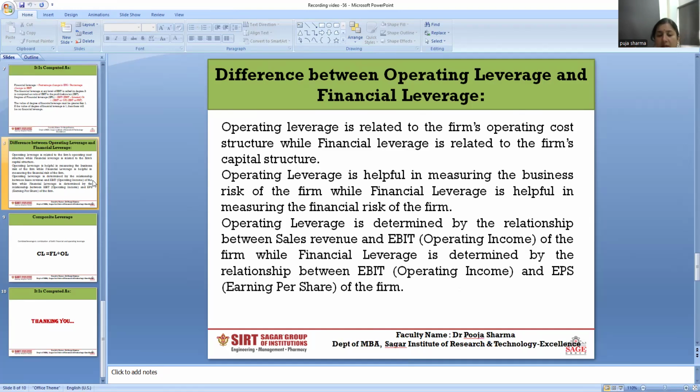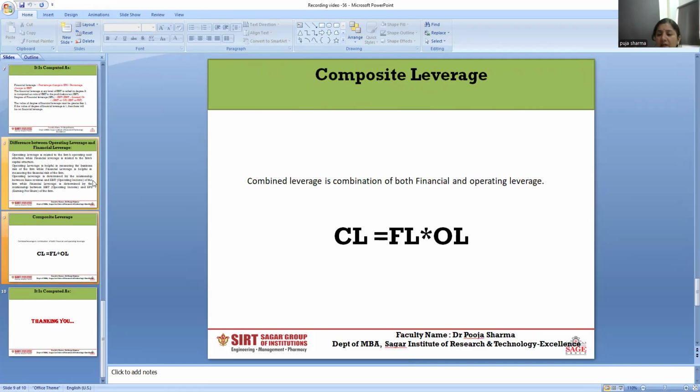So, in these slides, the composite leverage or the combined leverage is a combination of both financial and operating leverage. In this leverage, we are evaluating the overall value of the firm. And the formula of this is financial leverage multiplied by operating leverage.